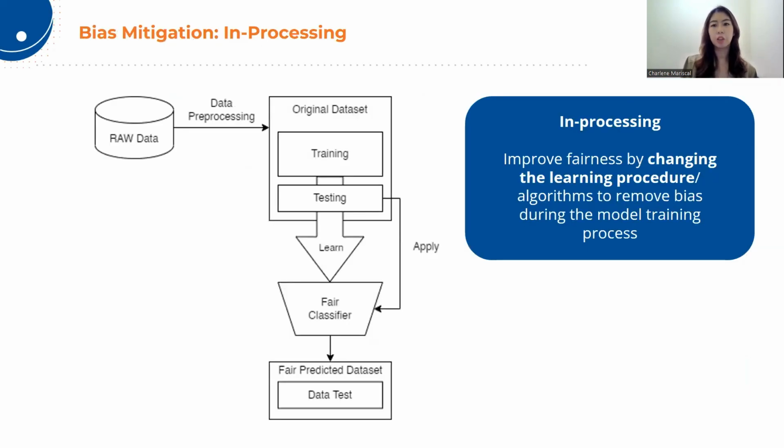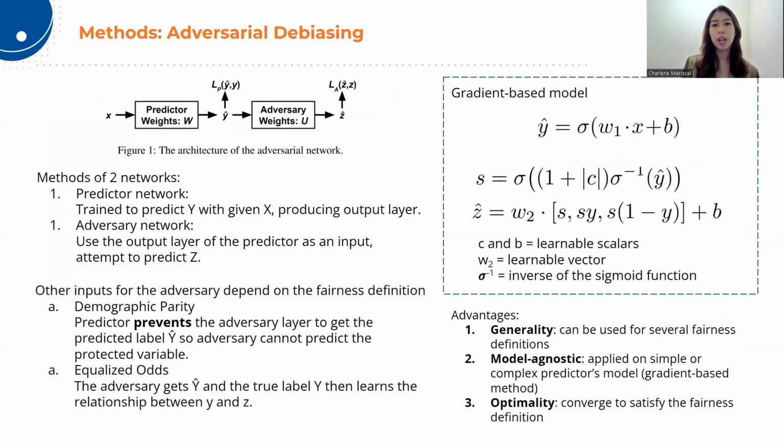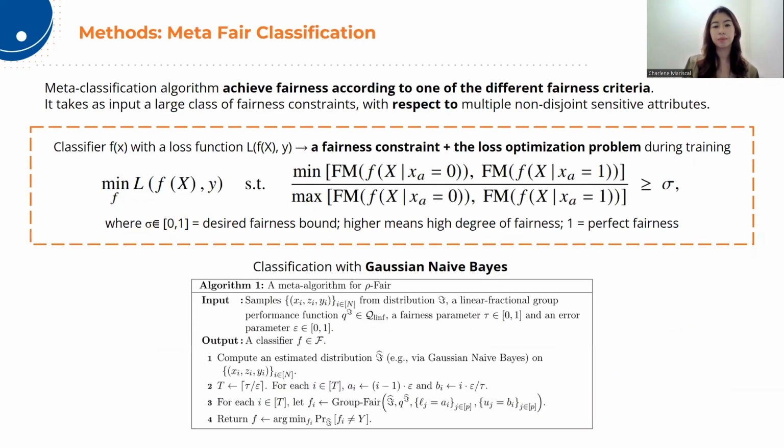Fair in-processing algorithms act as the classifier to learn and mitigate bias in the classification process. Adversarial debiasing algorithm consists of 2 main components: a predictor network and an adversary network. The predictor network is responsible for making prediction on the target variable, while the adversary network tries to predict the protected attribute based on the model's predictions.